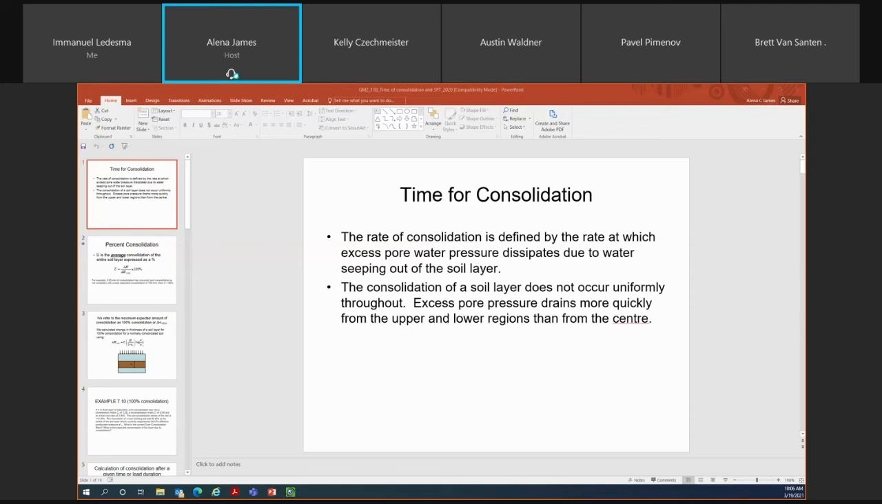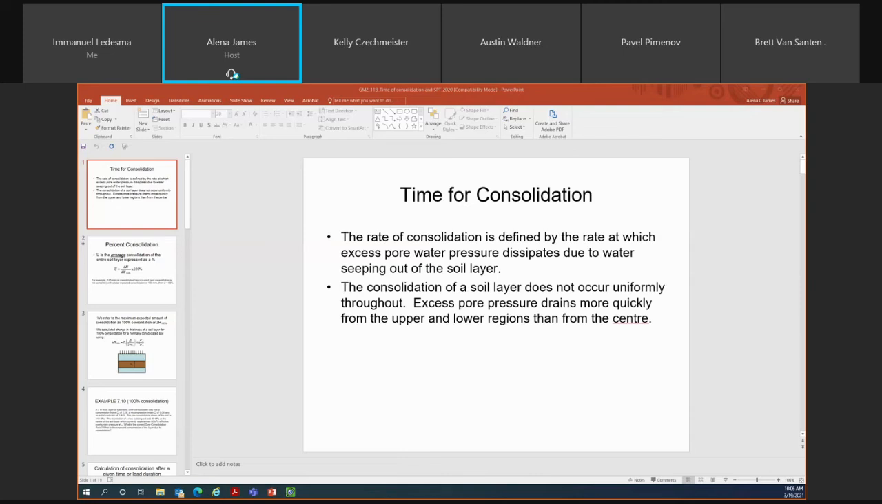We might not make it through SPT and calculating settlement using SPT values, but I think that's a concept that you could easily follow on your own using the slides. So I'll post this presentation and then also following through with the example problems. But that is something that you will need to know for your test.